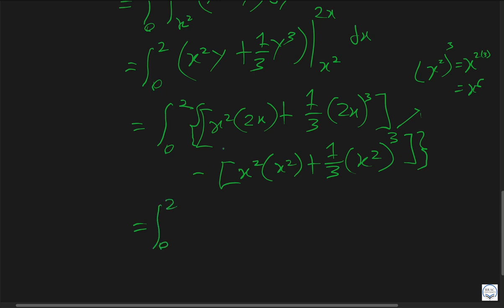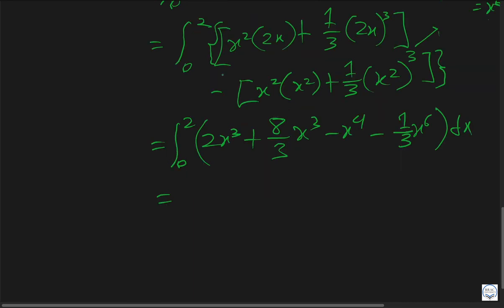So let's evaluate this. First, let's just simplify. This is just 2x cubed. This is 2 cubed, which is 8, so we'll get 8 by 3 x cubed, minus x to the power 4, again minus 1/3 x to the power 6, because x squared cubed is x to the power 6, dx. Now let's do the simple integration.